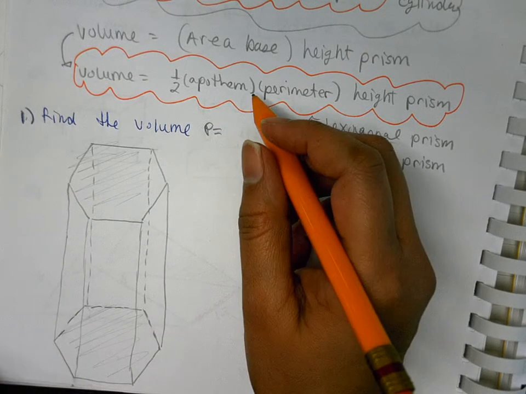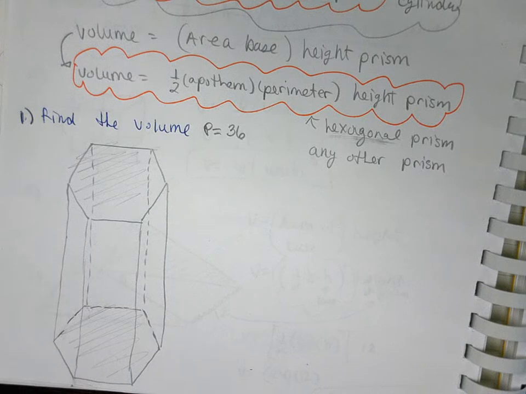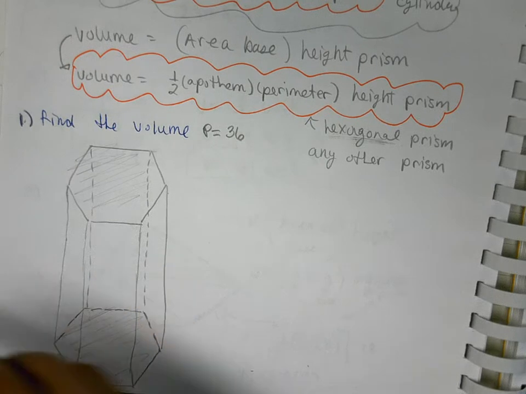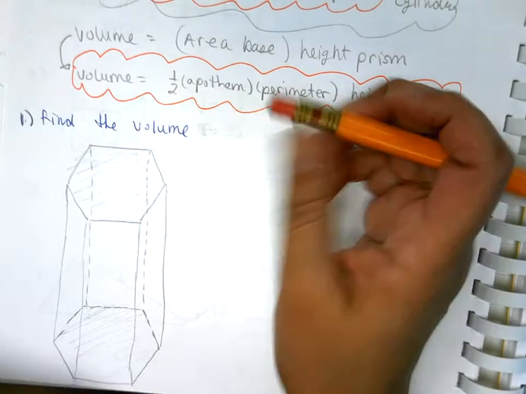The perimeter, let's give an information. Perimeter is 36. The perimeter of the hexagon, yes.